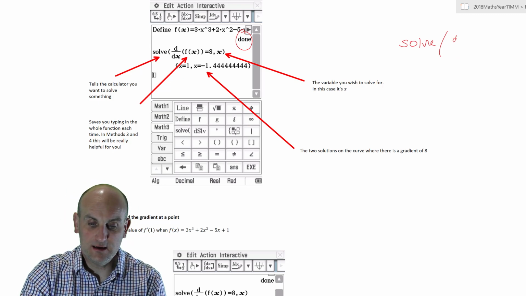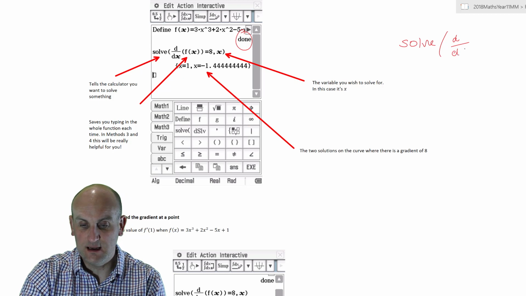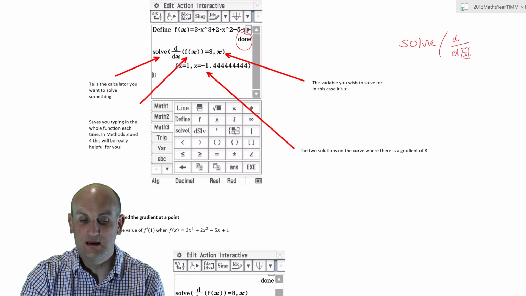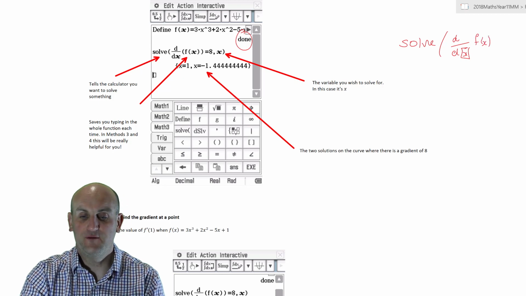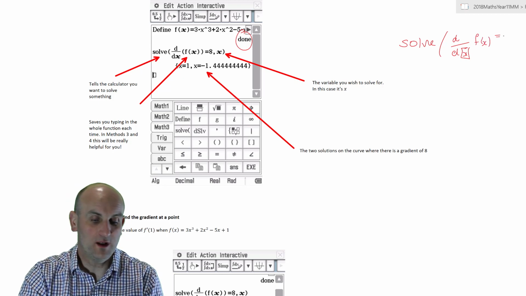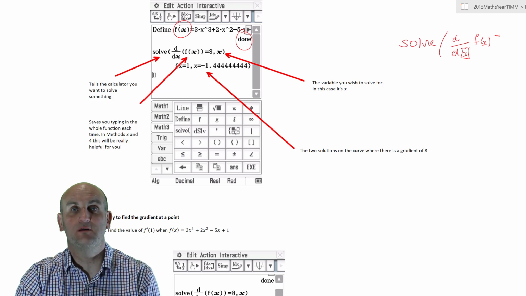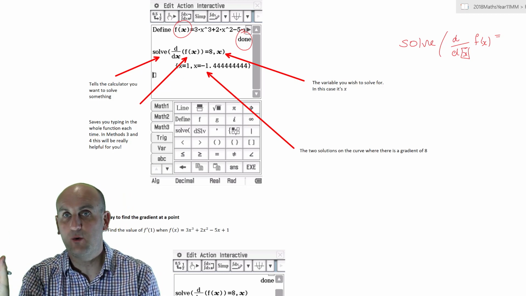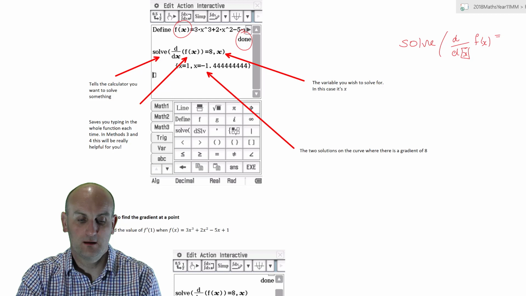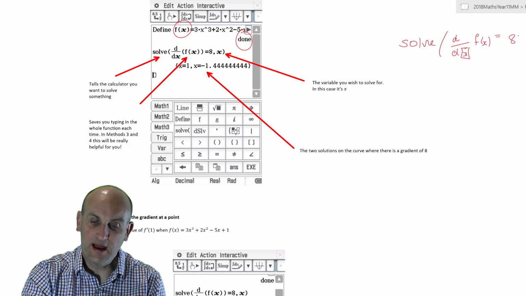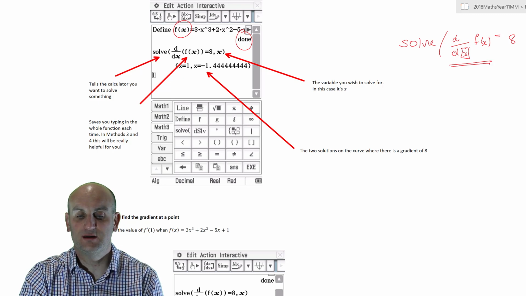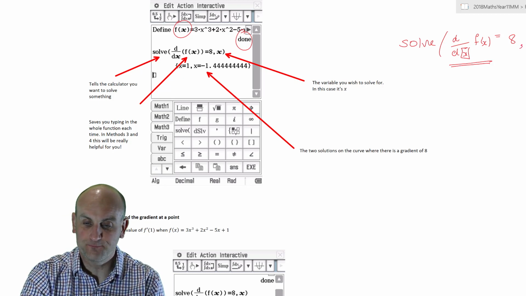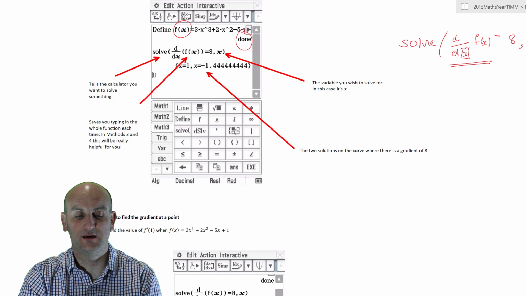Solve, I've hit the dy by dx button, and it's done d, and it's put a square in there, so I've put an x, and then it's asked, what do you want me to differentiate? And I've said, well, f of x. Why f of x? Well, I've defined it. I've already told the calculator to remember that equation for this function. And I've put it equal to 8, because I've said solve, where the differential of my function is equal to 8, and I'm going to put a comma x, because you want to solve this equation for x.